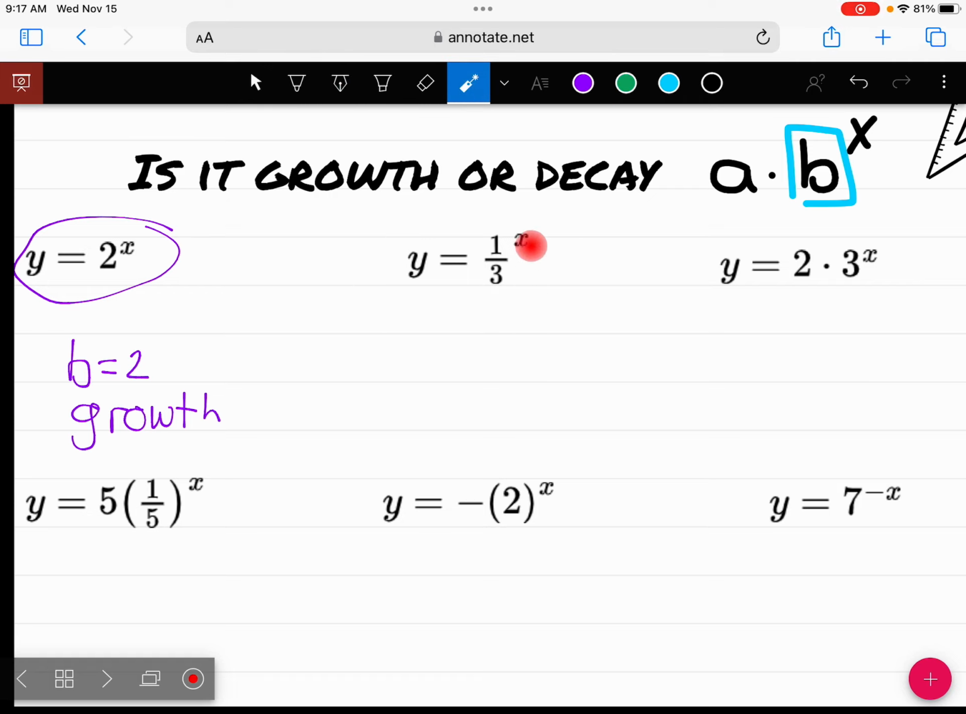On this one, is it growth or decay? Decay, because it's a fraction. 1/3 is smaller than 1, so it is decay. Why is it decay? Because it's between 0 and 1. The fractions make it get smaller and smaller and smaller. So if our base, the piece that has the exponent, is between 0 and 1, it's going to be decay.